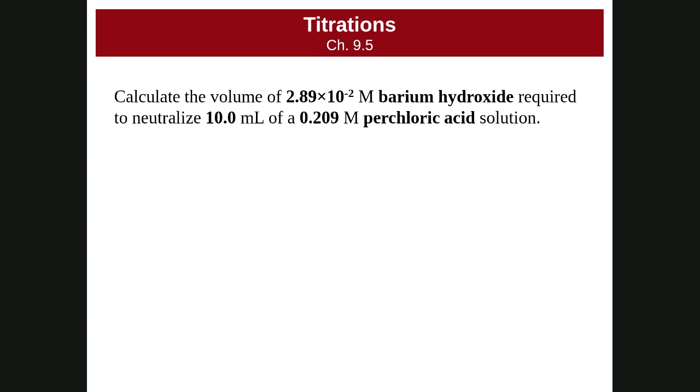So we want to calculate the volume of a 2.89 times 10 to the negative 2 molar barium hydroxide solution that is required to neutralize 10 mL of a 0.209 molar perchloric acid solution. All right, so perchloric acid. Perchlorate is one of the ions that I told you guys you didn't need to remember, so I'll just write it out for you.